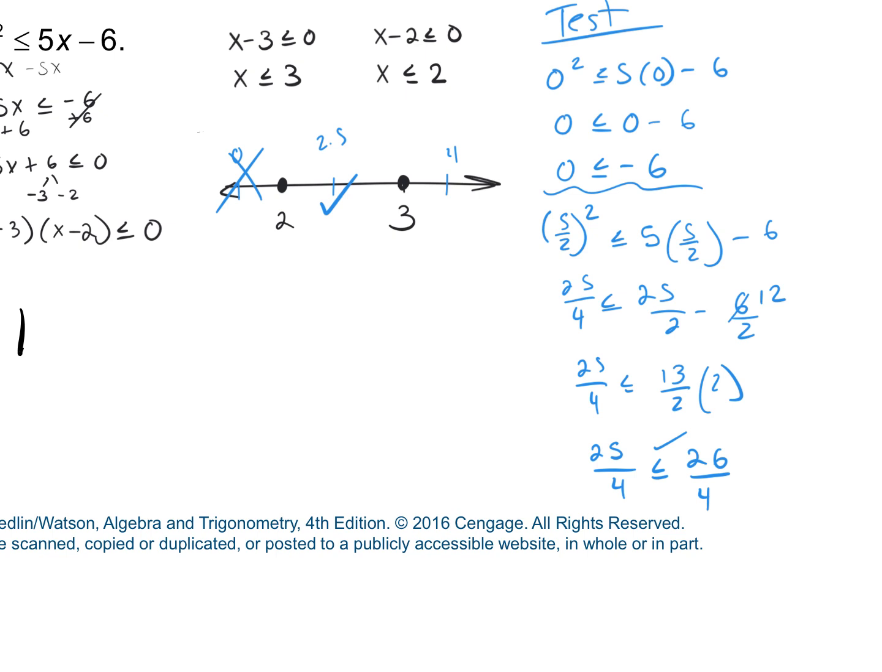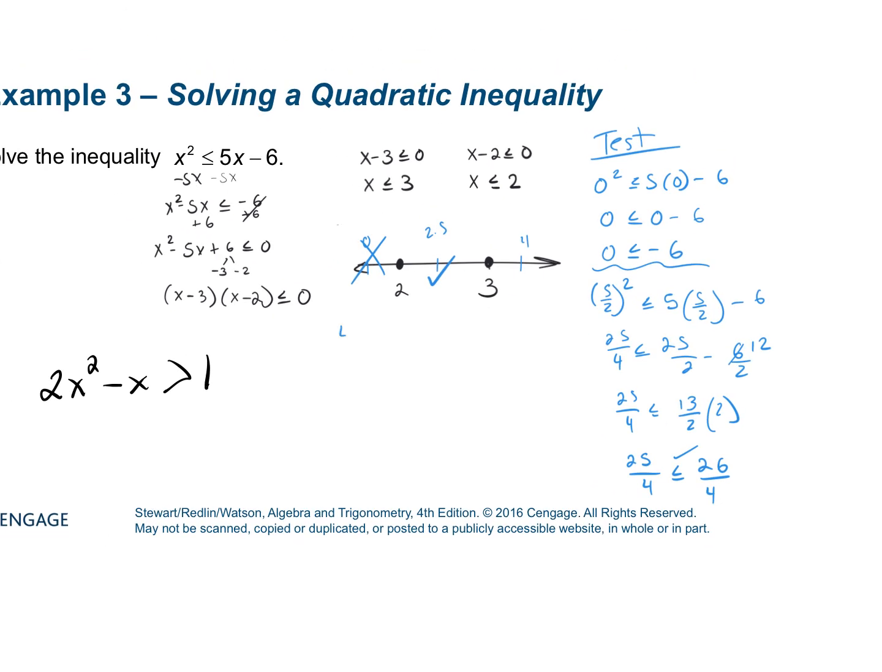And the last thing you need to check is the last one. So I'm going to choose 4. So it's going to be 4 squared is less than or equal to 5 times 4 minus 6. So it's 16 less than or equal to 20 minus 6. You're going to get 16 is less than or equal to 14. Again, that's not a true statement.